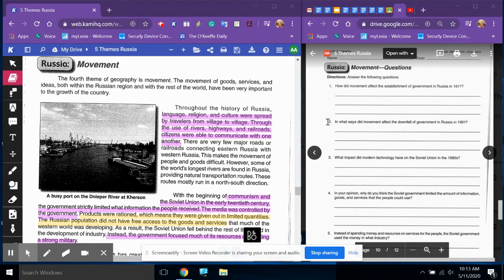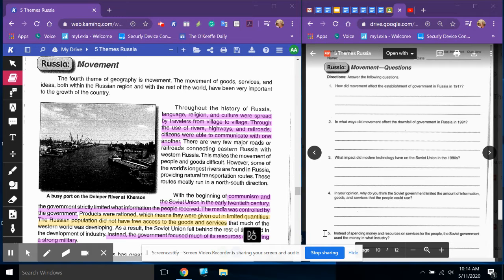In what ways did movement affect the downfall of government in Russia in 1991? What impact did modern technology have on the Soviet Union in the 1980s? In your opinion, why do you think the Soviet government limited the amount of information, goods, and services that the people could use?